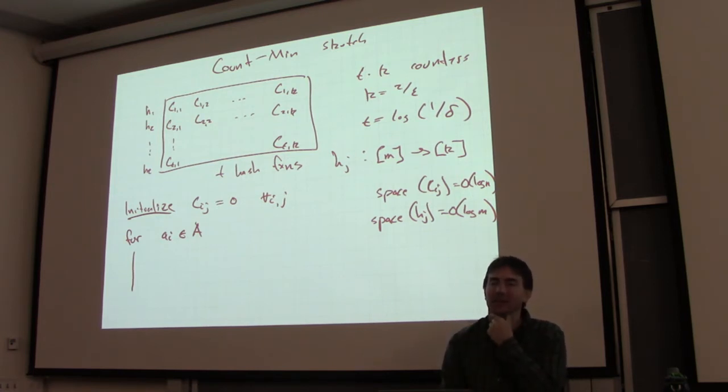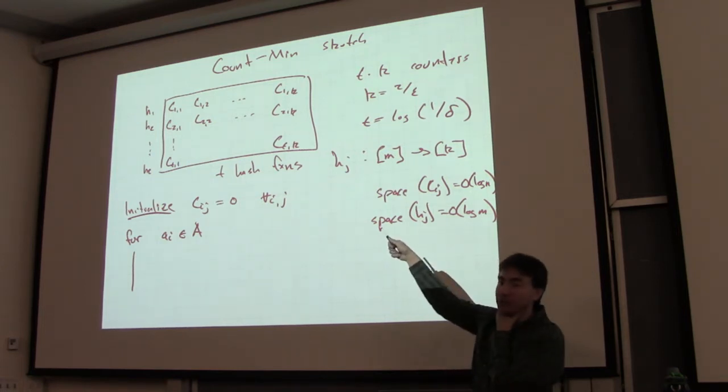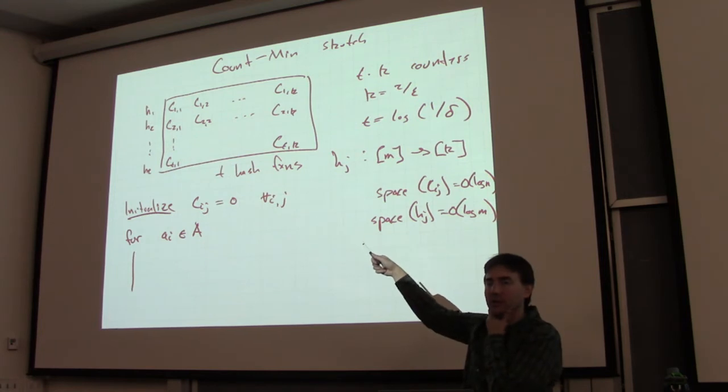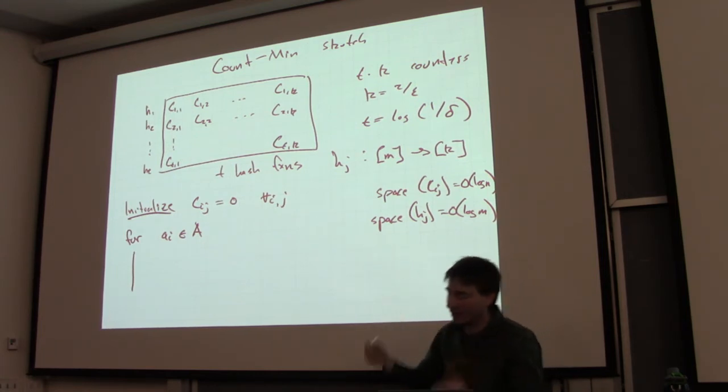Just hash it, and then you increment the counter in the place where it hashes. Good. I have t hashes, though. Do I only use one hash function or all of them? I would do all of them. Yeah, so you do all the hash functions, right?